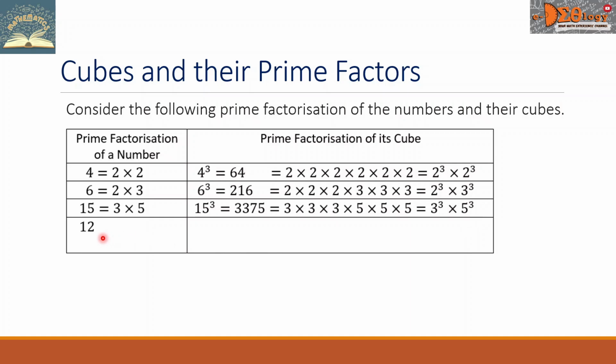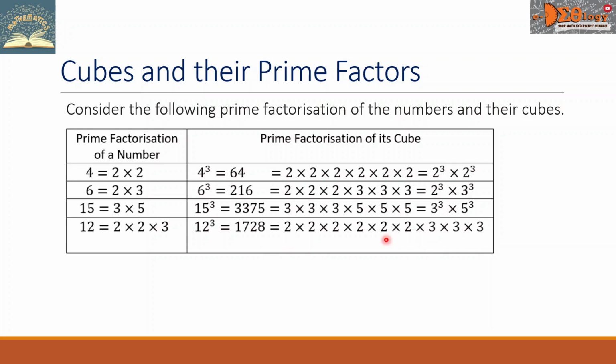Next example, 12. The prime factors are 2 and 3, but the number 2 appears 2 times. Now let us cube the number 12, that is 12 cubed, equals 1,728. Let us now write the prime factorization. 2 times 2 times 2 times 2 times 2 times 2 times 3 times 3 times 3.